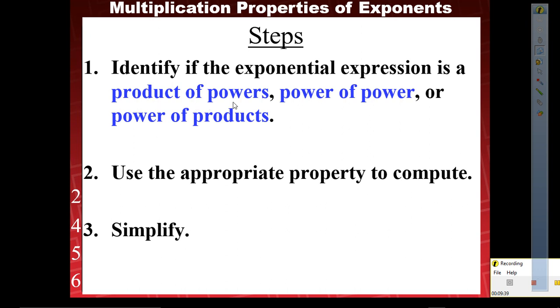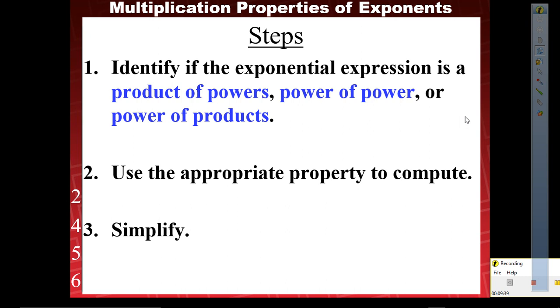Product of powers. Think about it. Product of powers. What does the word product imply? Multiplication, right? Answer to a multiplication, okay, multiplication. Powers, an exponential expression, right? So what do you think we're going to be doing for product of powers? Multiplying two exponential expressions. Does that make sense? So whenever I give you terminology, try and see if you can make sense as to what we're going to be doing with that property, okay?